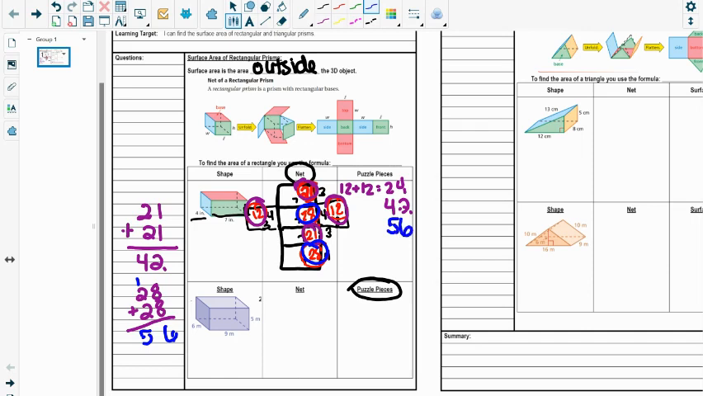Once I grouped all those up, I can add them together. I've got a 4 plus a 2 plus a 6. 4 plus 2 is 6, plus 6 is 12. 2 plus 4 is 6, plus 1 is 7, plus 5 is 12. So 122, and then this is surface area, so 122 inches squared. And that's going to be how much space takes up all the outside of this shape.